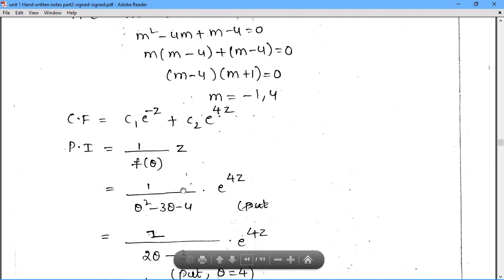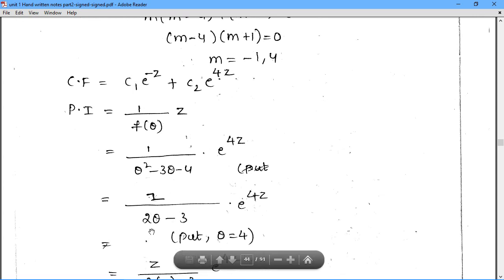Now, this will be compared with 1 by f of theta e power az. But what is a here? Small a value is 4. Now we have to put theta equal to a. Substituting theta equal to 4, we will get 4 square minus 3 into 4 minus 4. So solving, we get 16 minus 16, 0. So in this case, the case is known as a failure case.